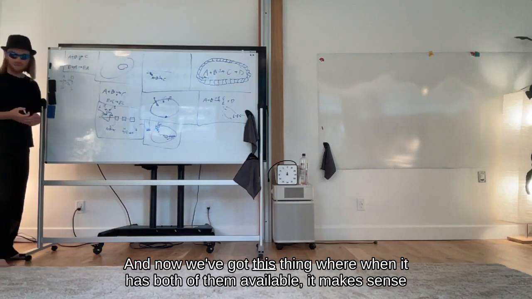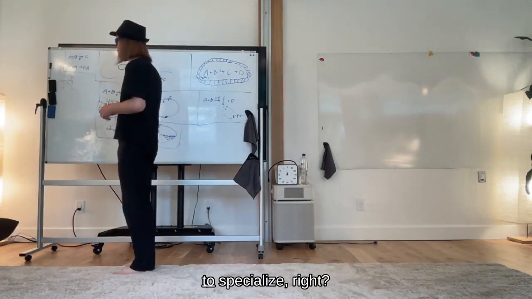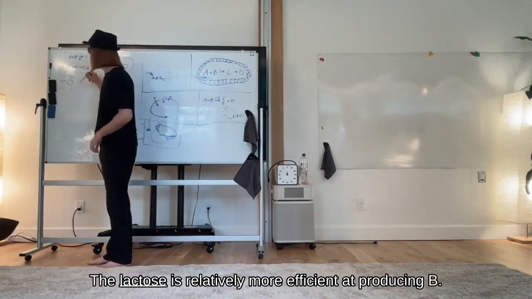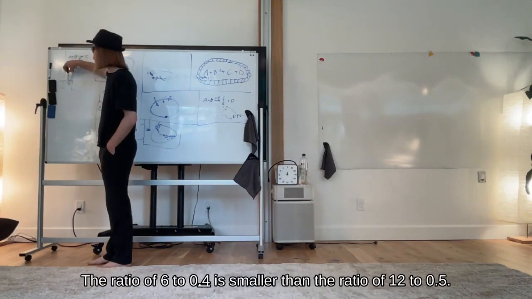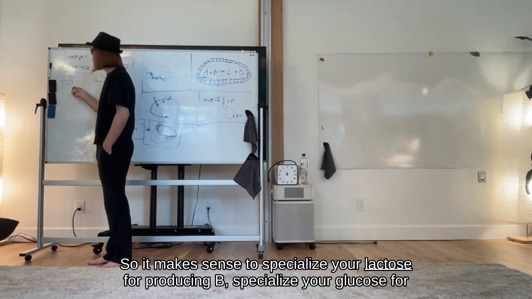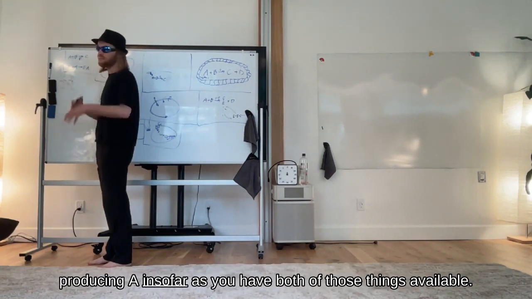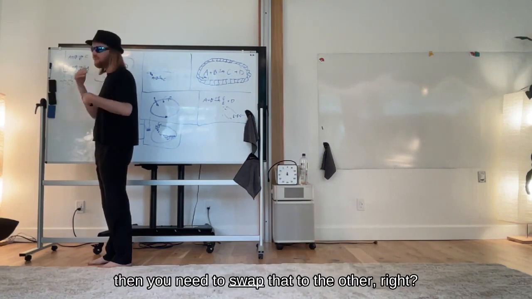And now we've got this thing where, when it has both of them available, it makes sense to specialize, right? The lactose is relatively more efficient at producing B. The ratio of 6 to 0.4 is smaller than the ratio of 12 to 0.5, right? So it makes sense to specialize your lactose for producing B, and your glucose for producing A, insofar as you have both of those things available. Although if you're in environments where you are heavy on glucose or heavy on lactose, then you need to swap back to the other.